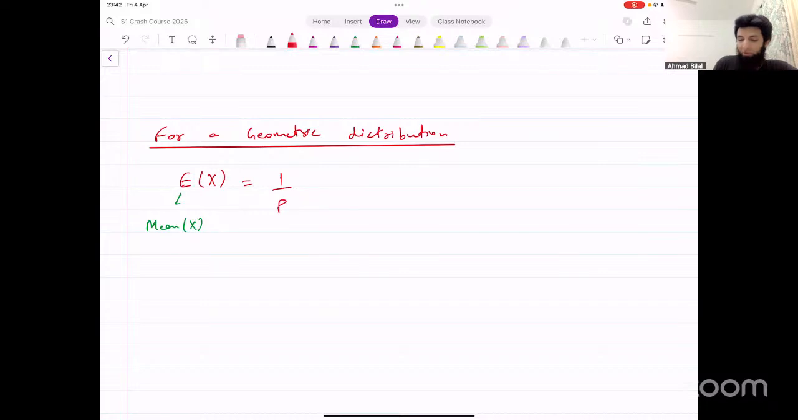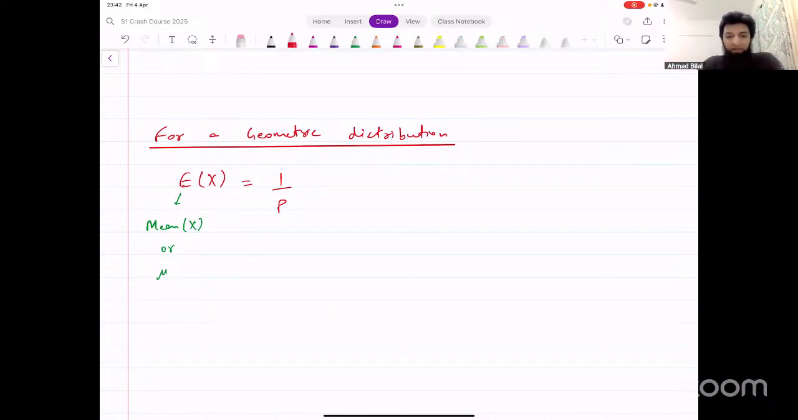Right? That's the formula for expected value of a geometric distribution. It's given in the formula sheet as well. There's another notation that we use for expected value as well. I told you about this before. It's also represented by mu sometimes. Mean has another notation. It's also represented by mu. So in the formula sheet, sometimes they use mu as well. Okay, it's 1 over p.